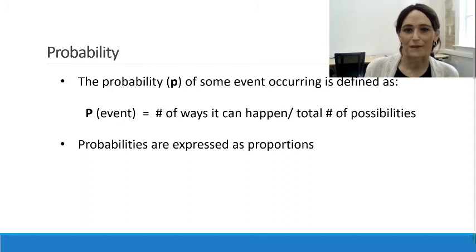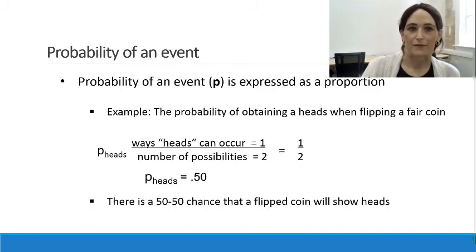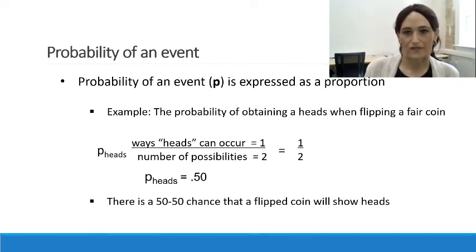We express probabilities as proportions. So an example would be, if we're talking about a coin, there's only one way heads can occur, right? There's one side of the coin that is the heads. The number of possibilities when we flip a coin is 2. So 1 out of 2 times we're going to get a heads. We could say the probability of getting a heads upon flipping a true fair coin would be 0.50, or a 50-50 chance, right? We all can think of that.